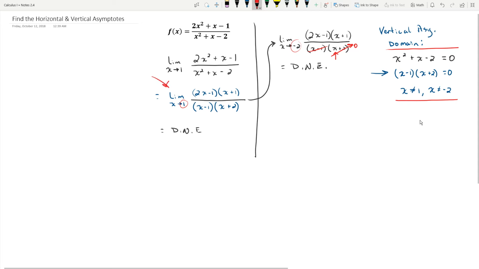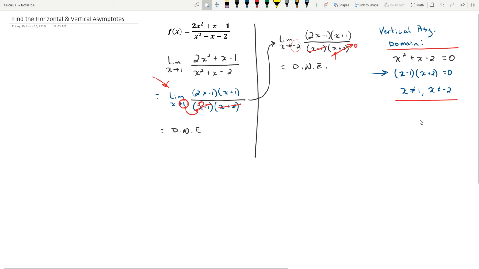Here, we found that if we plugged in 1, we'd end up with 0, which would be division by 0. So we know that as the limit of x approaches 1, or the limit of x approaches -2, the limit itself does not exist. It's not approaching a particular value. So what is it doing?